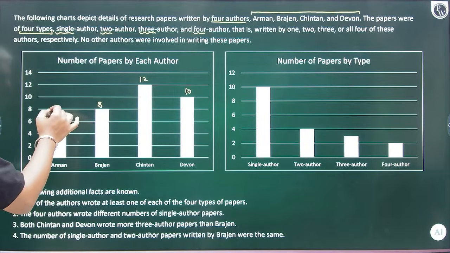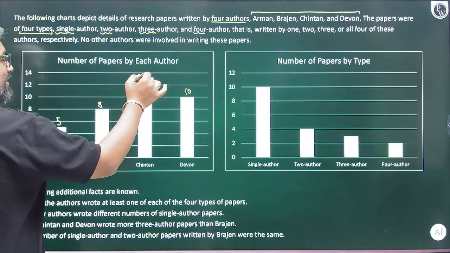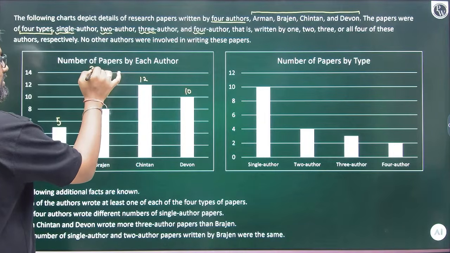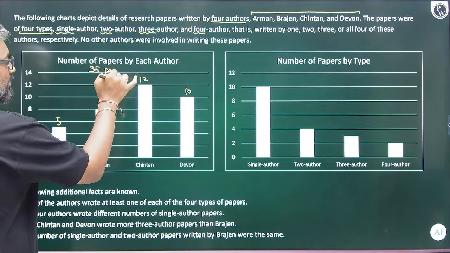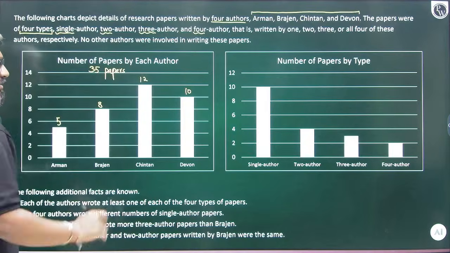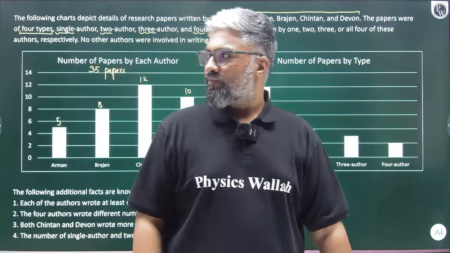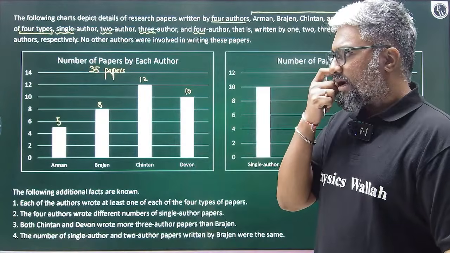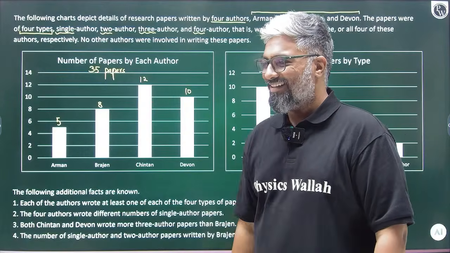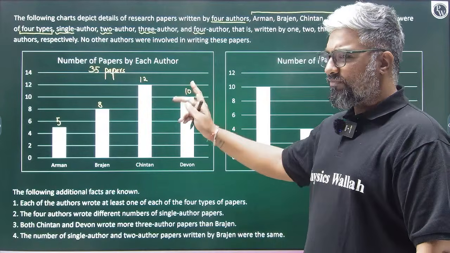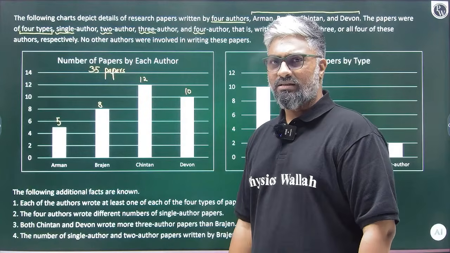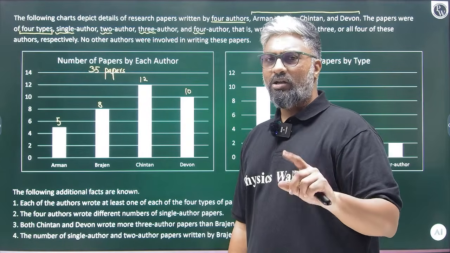So what does this mean? This means that there are 13, 25, 35 papers. Is this correct, guys? Will there be 35 papers? Yeah, will there be 35 papers? Is this information correct? No, there are not 35 papers.